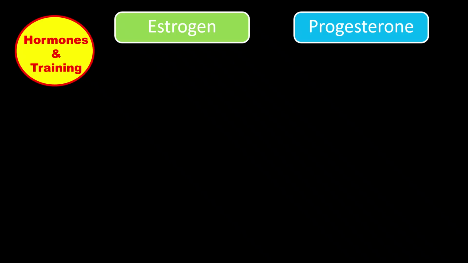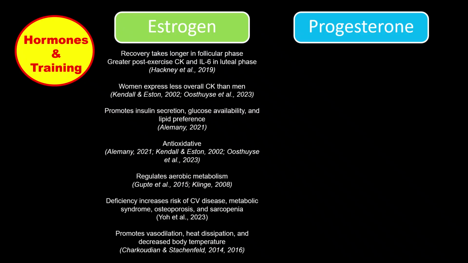Speaking of hormones and training, here we go with the big ones, the big two from the HPO axis, the ovarian hormones, estrogen and progesterone. Look at all of that. Lots and lots of words. But generally speaking, recovery takes longer in the follicular phase when estrogen is higher, suggesting a relationship between estrogen and recovery. And there's that thing I mentioned earlier that women express less overall CK than men, but when that estrogen spikes, CK also increases.